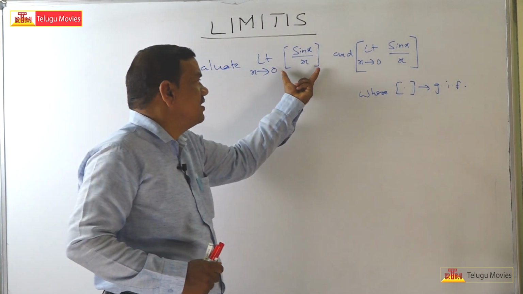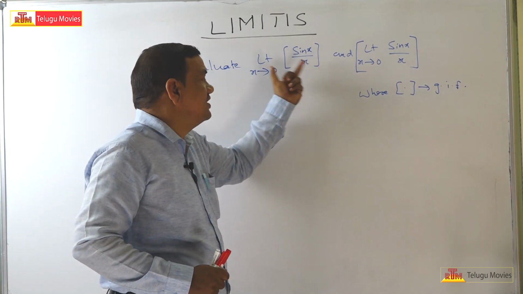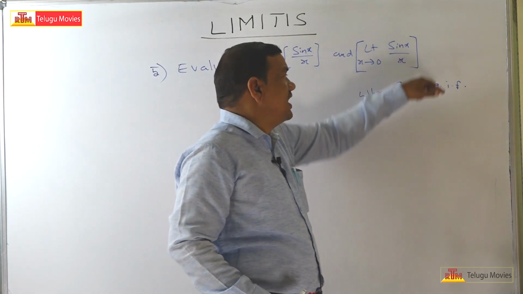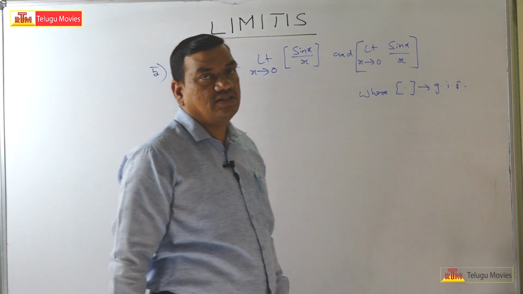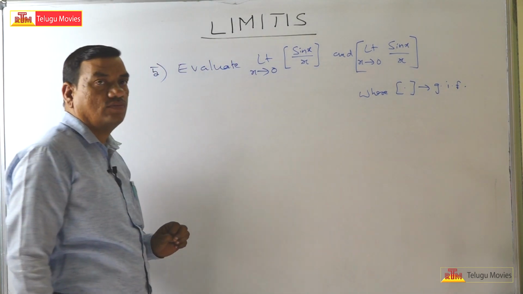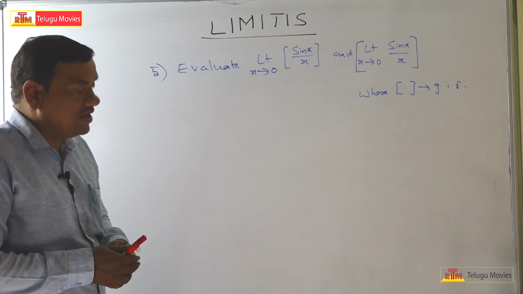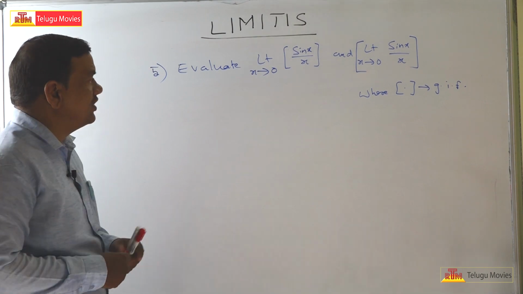Here the greatest integer function is applied to sin x by x, but in the other one it is the total limit as x tends to 0 of sin x by x. Then what is the value? Are both the same? Do you get the same answer? No, not at all. Now try to understand this problem.